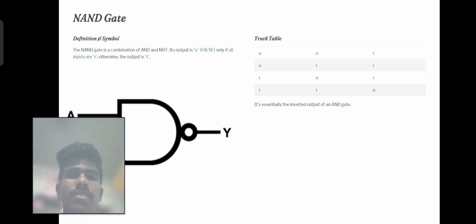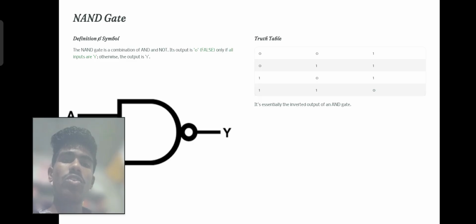NAND gate. NAND gate means NOT AND. That is, the AND output is inverted. So a NAND gate is the combination of the AND gate and a NOT gate. In fact, NAND is the contraction of the words NOT AND. The expression of the output of a NAND gate can therefore be written x is equal to A B bar whole bar, and it is read as x is equal to A into B into C and so on whole bar.